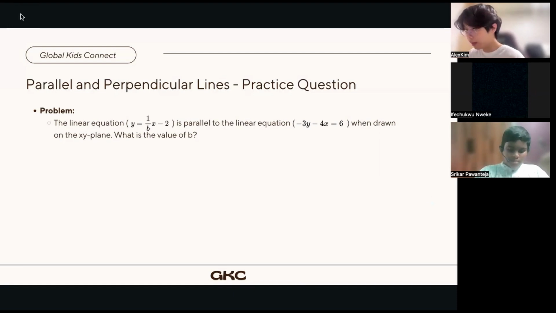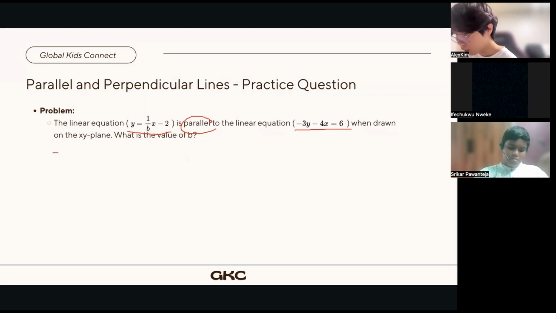We know that these two lines are parallel. We don't know the slope of the first linear equation because it has a variable b, whereas for the second equation, we have the full equation. So we will use the second equation to find the slope, and because they're parallel, the other equation will also have the same slope.